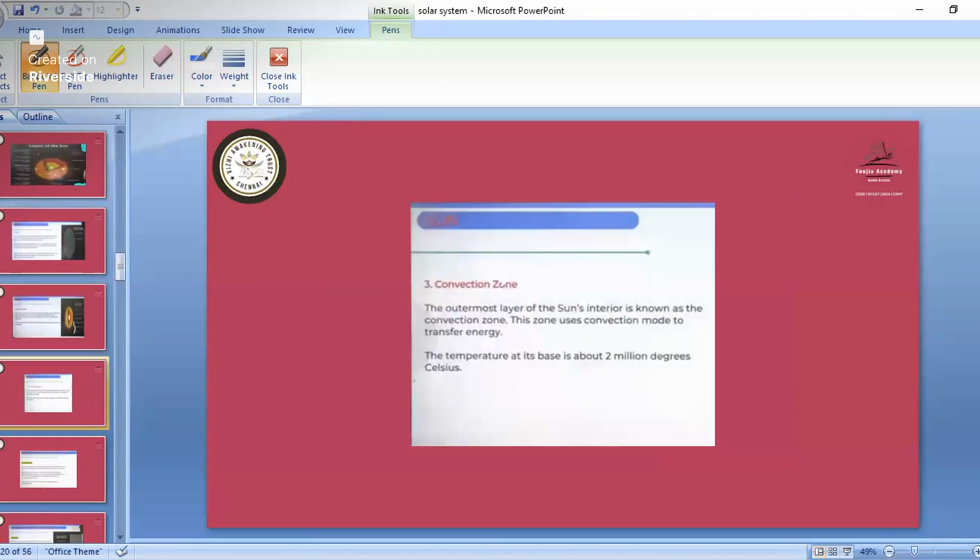Now we'll study the third zone, the convection zone. This is the outermost layer of the sun's interior, so it is known as the convection zone. This zone uses the convection mode to transfer energy.